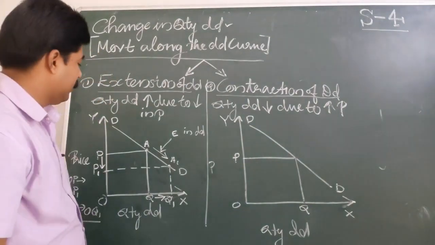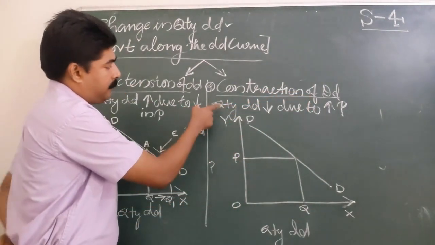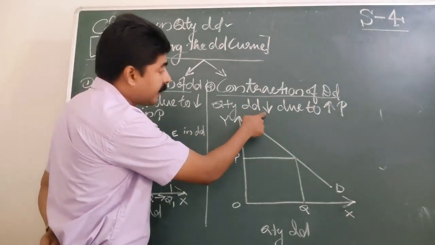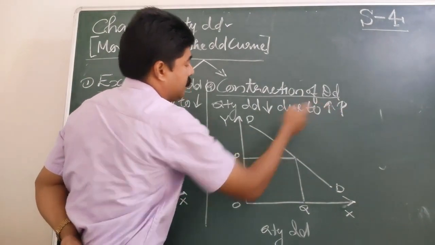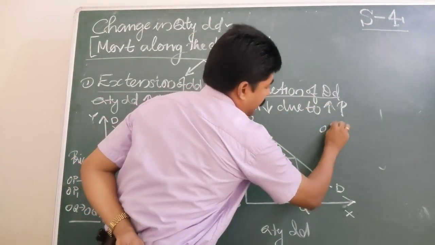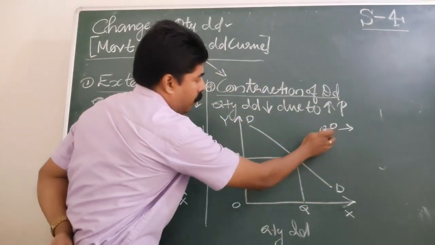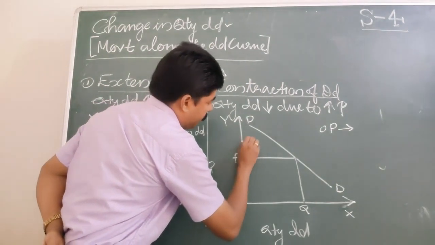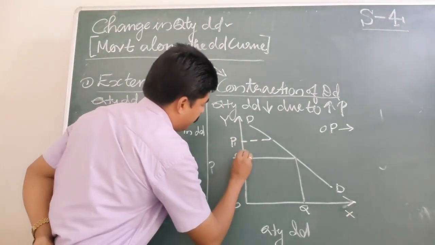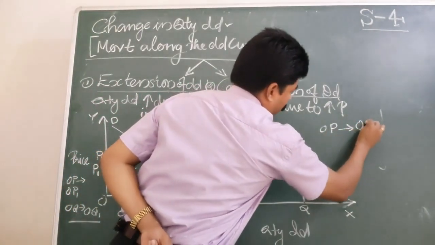Now what do we need to show here? We need to show contraction of demand. What is contraction of demand? Quantity demanded decreases due to a rise in price. Now OP is the initial stage of price. When price changes from OP to OP1, this is the change. OP to OP1, so I make an arrow mark here.